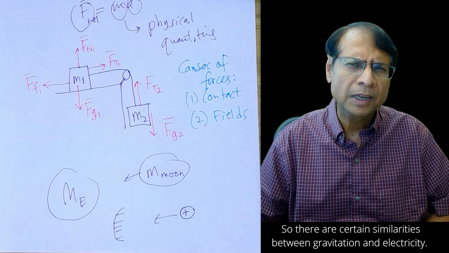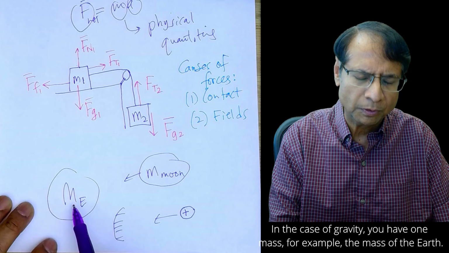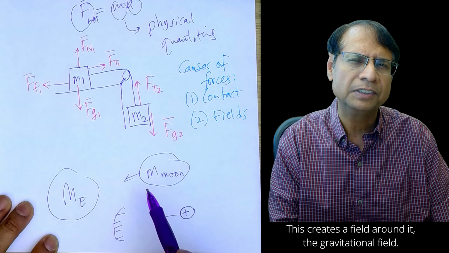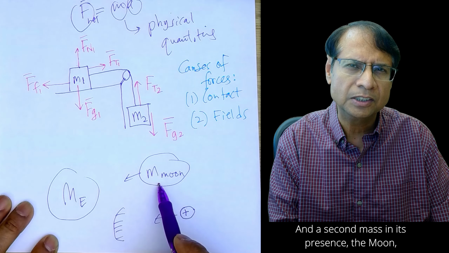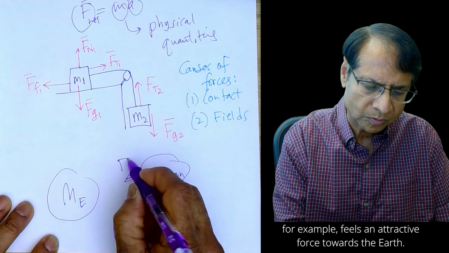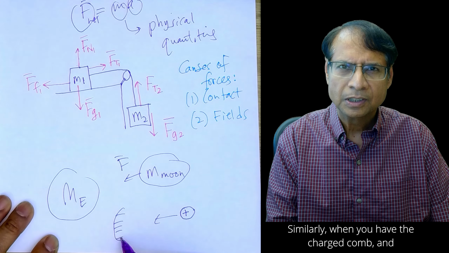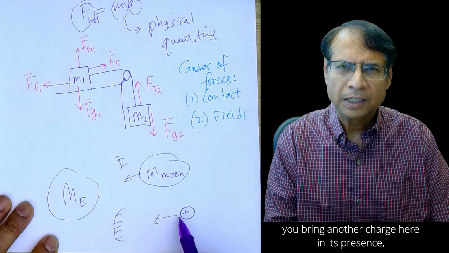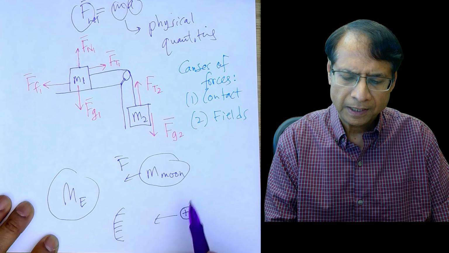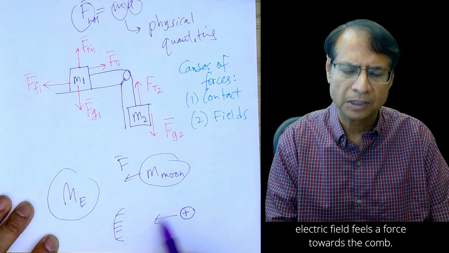So there are certain similarities between gravitation and electricity. In the case of gravity, you have one mass, for example, the mass of the Earth. This creates a field around it, the gravitational field. And a second mass in its presence, the moon, for example, feels an attractive force towards the Earth. Similarly, when you have the charged comb and you bring another charge in its presence, the charged comb creates an electric field around it. And another charge in the presence of the electric field feels a force towards the comb.